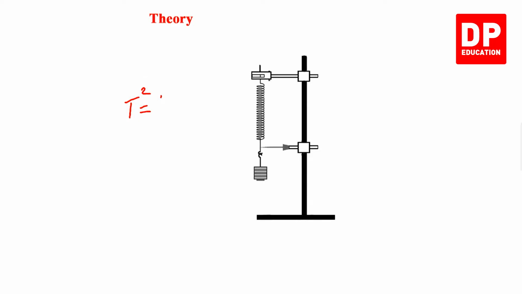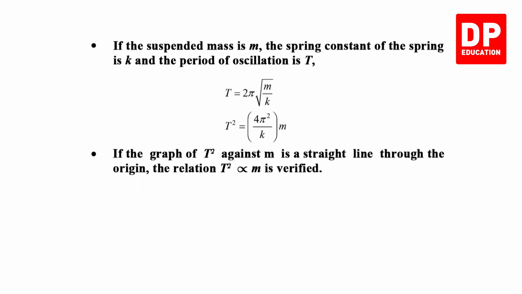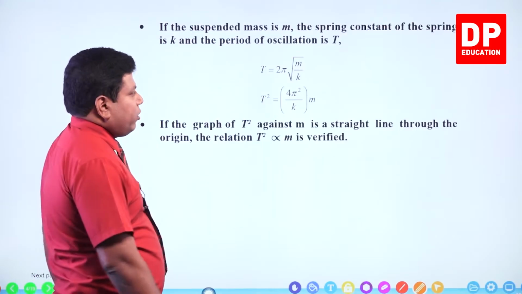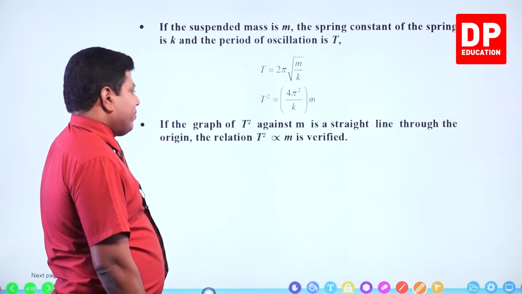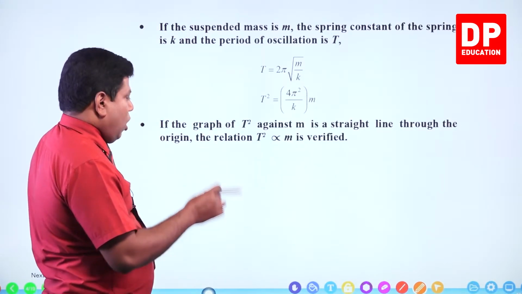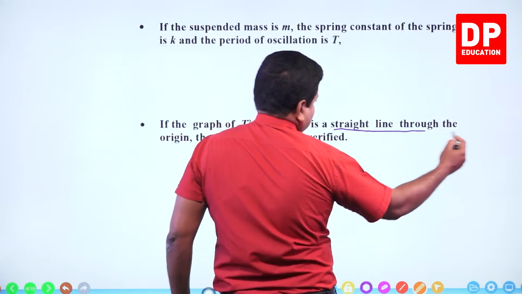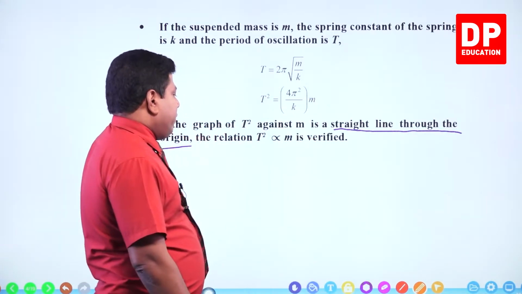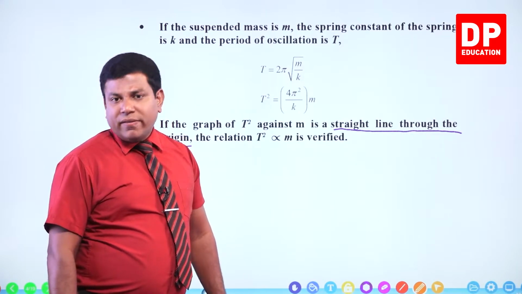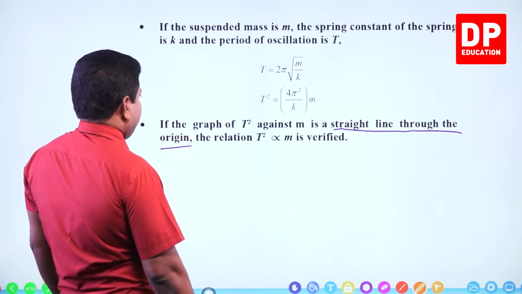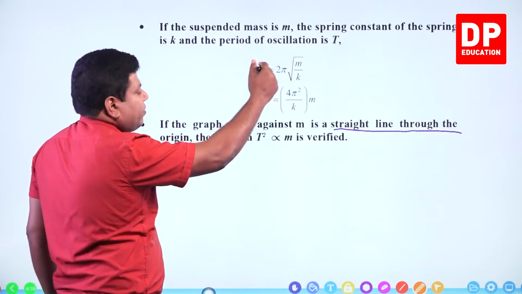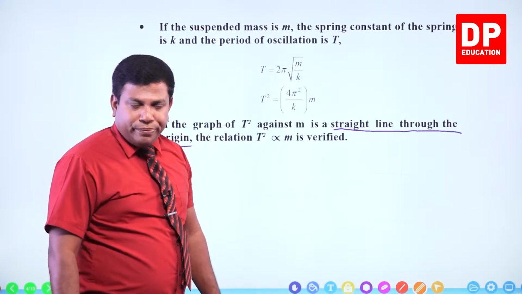T squared equals 4 pi squared over k into m, y equals m x. Don't forget that. If the suspended mass is m, the spring constant of the spring is k, and the period of oscillation is T, T equals 2 pi square root of m over k, T squared equals 4 pi squared over k into m. If the graph of T squared against m is a straight line through the origin, not just a straight line, it has to be a straight line through the origin, the relation T squared proportional to m is verified. Not only that, from the gradient of that graph, you can find the spring constant as well.